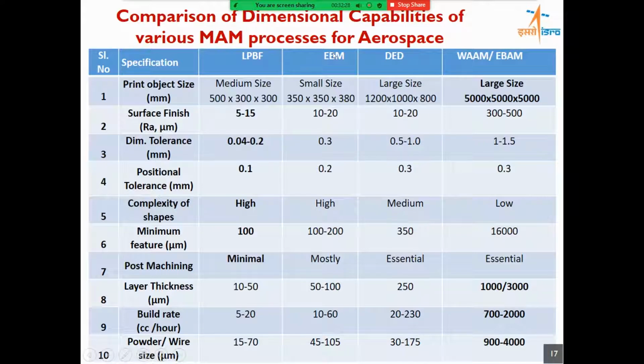But since it uses an electron beam, the productivity is higher and the layer thickness also can be higher. So it is a faster and more economical process compared to laser powder bed fusion. And again, DED scores over EBM in terms of productivity. But the ideal technique would be to go for wire arc or electron beam additive. We will come into details of all these techniques in my further slides.